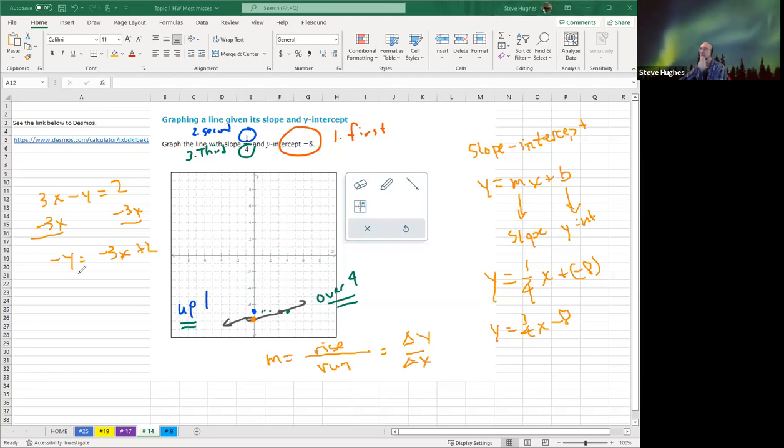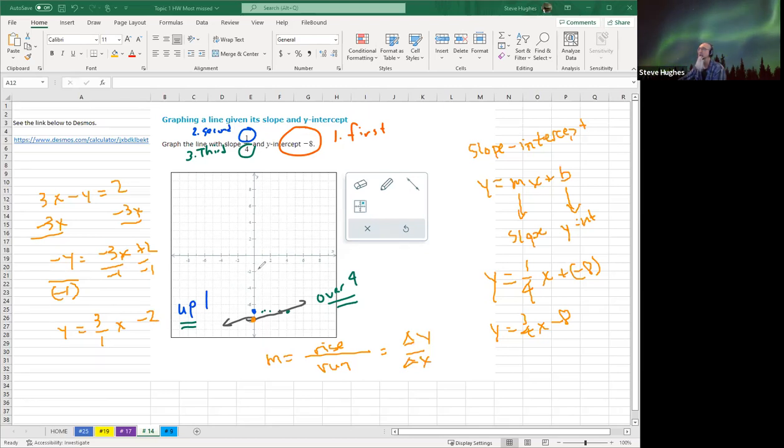Now I want to get y by itself, so I divide by -1 or multiply by -1, whichever one, it doesn't matter. And I get y equals 3/1 x minus 2. Notice I left it 3/1 instead of just 3. Why is that? So I could use the slope. Here, the slope is 3/1, and the y-intercept is -2.